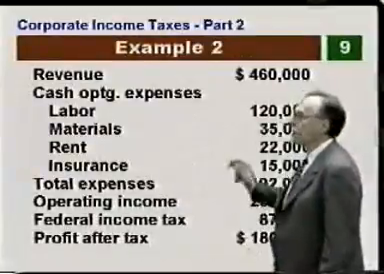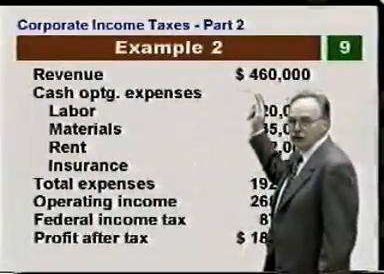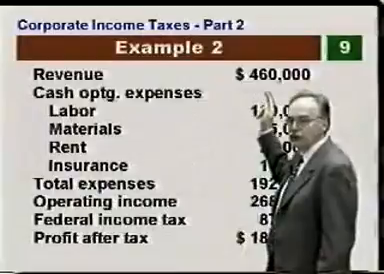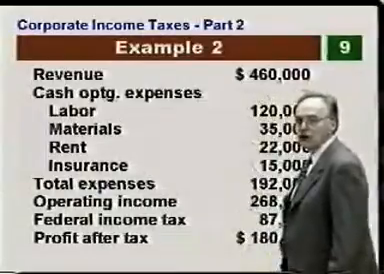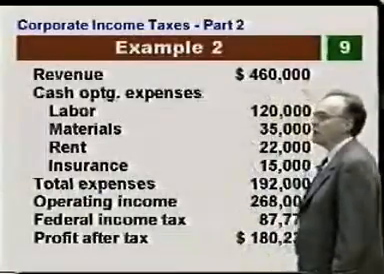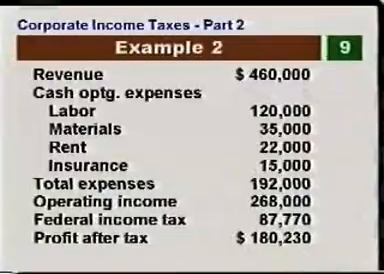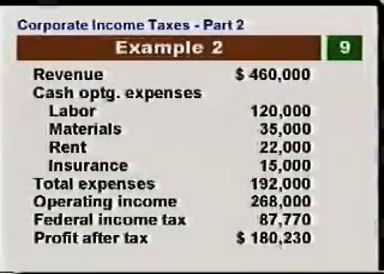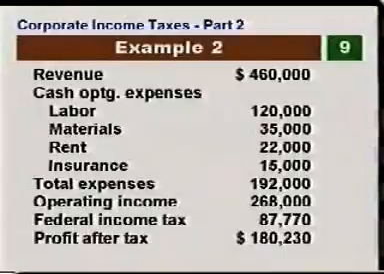Let's look at example 2. The only difference between example 2 and 1 is the revenue. The revenue here is $10,000 higher. All the expenses are the same. The operating income now is $268,000 instead of $258,000. The federal income tax on that is $87,770 for a total profit of $180,230. That's profit after tax.